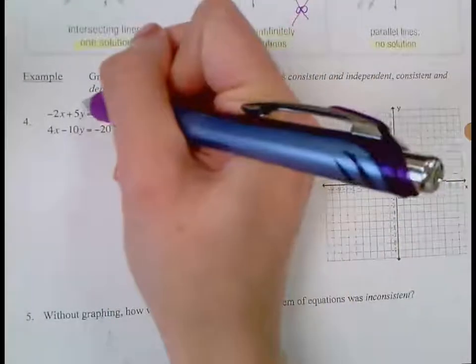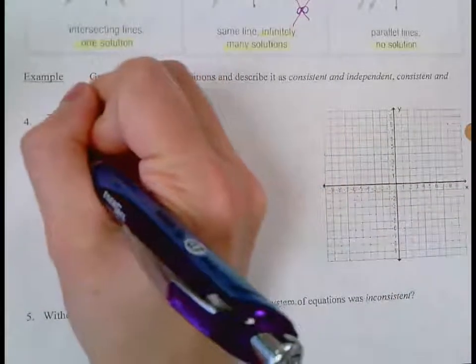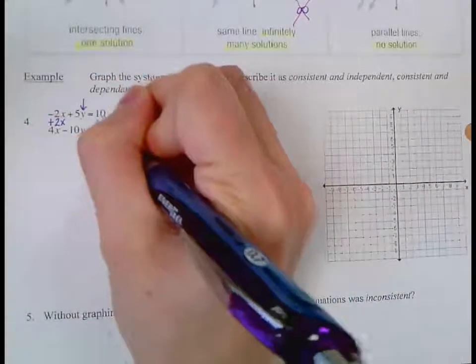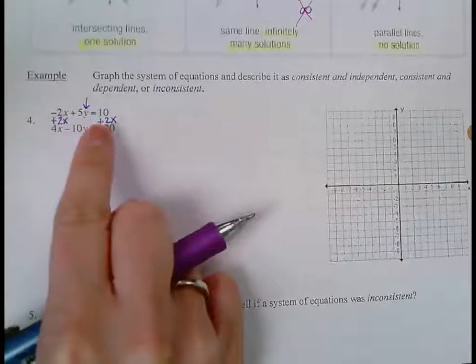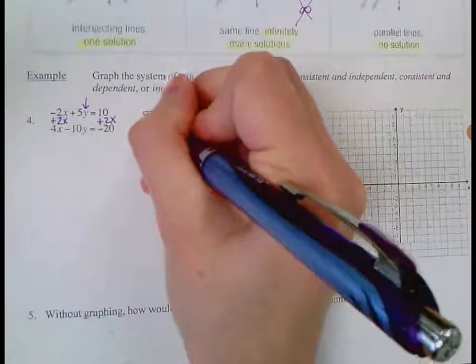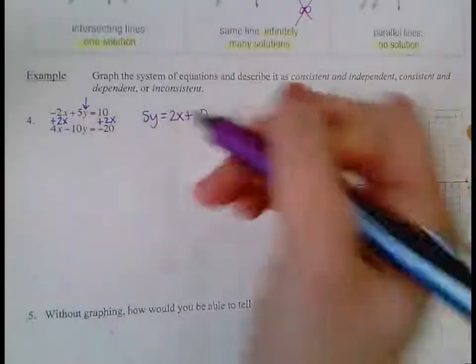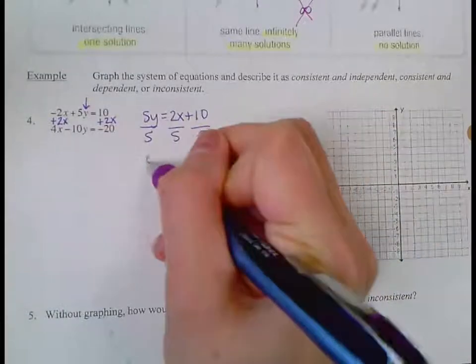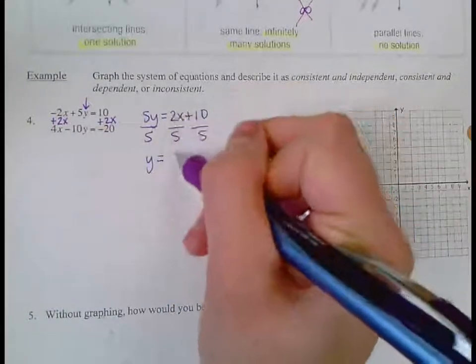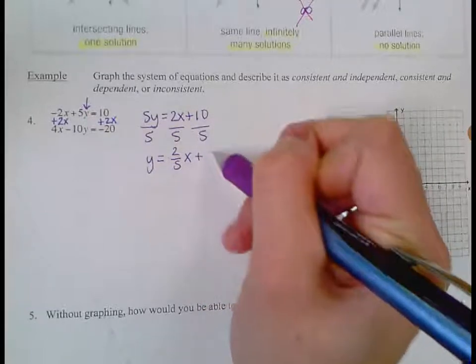So in graphing this, I know some of you might have worked ahead. We need to solve the first equation for y. If you have worked ahead, just make sure that you're checking that you actually have it right. So we would need to add 2x to each side first. So 5y equals 2x plus 10. Divide each side by 5. Y will equal 2/5 x. Leave that as a fraction. Plus 10 divided by 5 is 2.